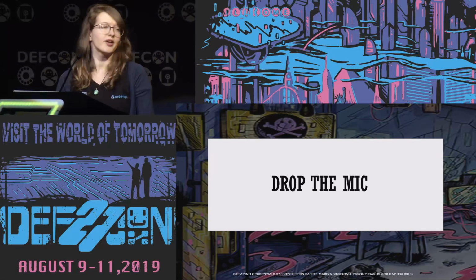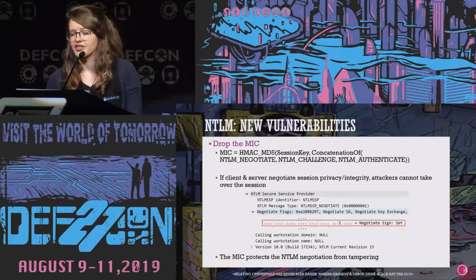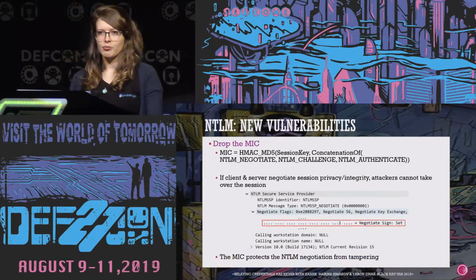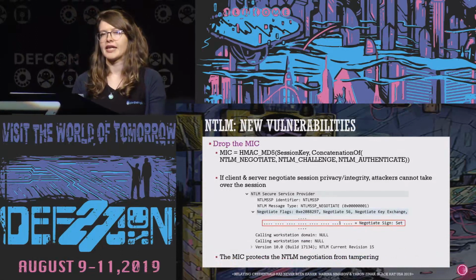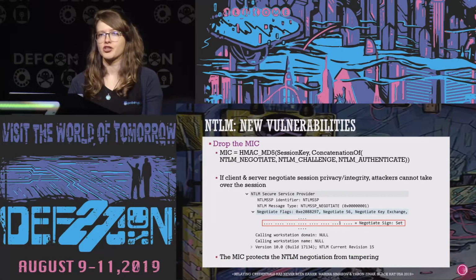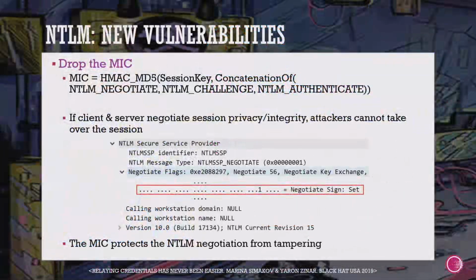The second one is drop the MIC, the message integrity code. So as Yaron mentioned, the message integrity code is calculated by applying an HMAC-MD5 using the session signing key on the three NTLM messages. And the goal is to make sure that attackers didn't tamper with any of the NTLM messages. Now let's see an example of why we might need this MIC field in the message.